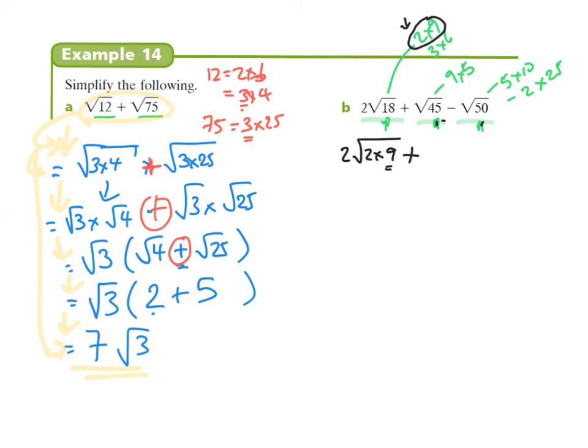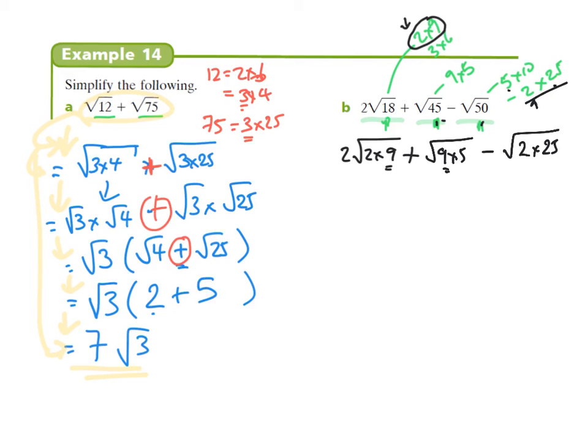So for the second one, I'm going to put in, to replace 45, 9 times 5. I'm liking the 9 in there because I know square root 9 is 3, and I'm subtracting away. Now I'm going to use 2 times 25. 2 is a smaller prime number than 5, and 25 square roots down.